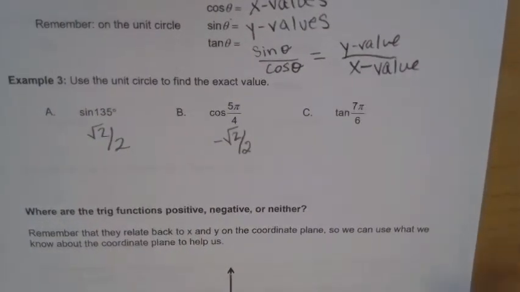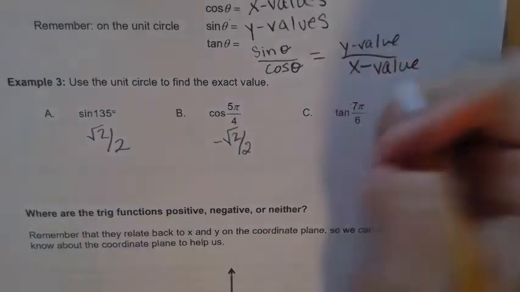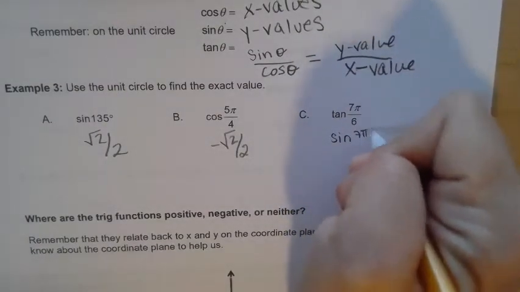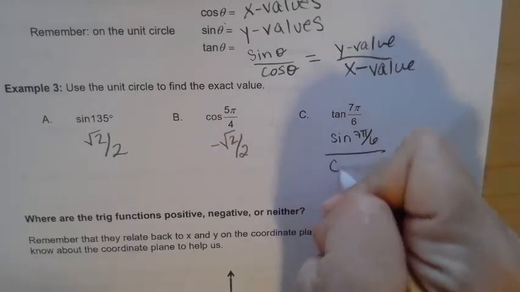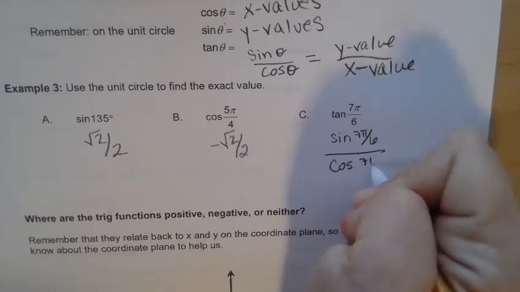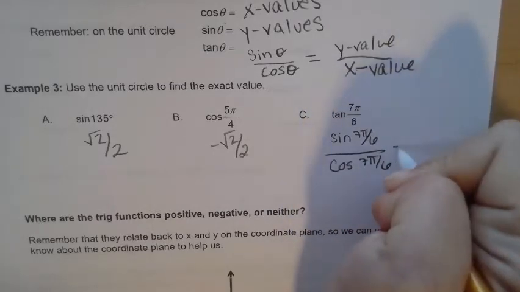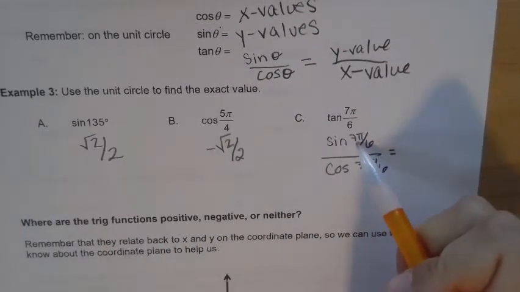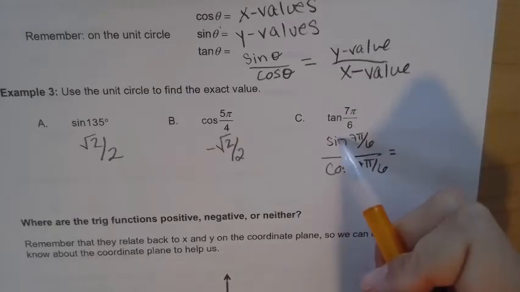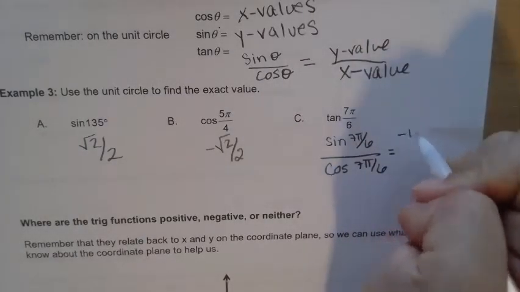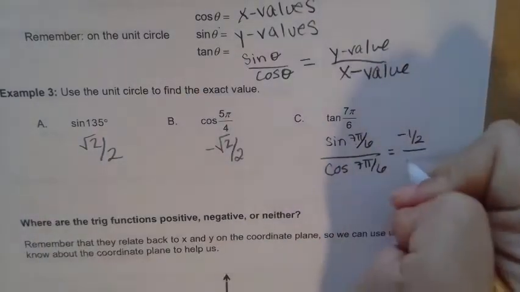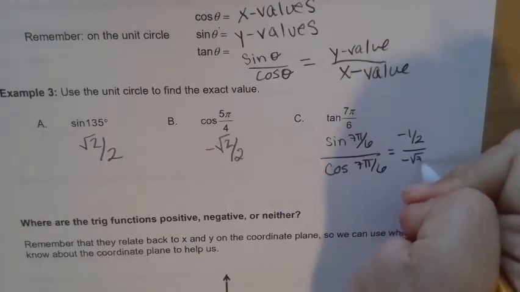Alright, tangent. So again, tangent is technically not on our unit circle, but we can make it show on our unit circle by saying sine of 7 pi over 6 all over cosine 7 pi over 6. So on your unit circle right now, find 7 pi over 6, and we're going to find the sine, which is the y value, and you should get negative 1/2. Then if you look at the cosine, you see it's negative square root of 3 over 2.